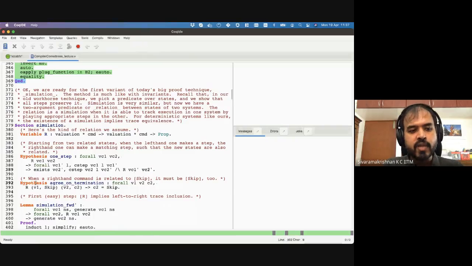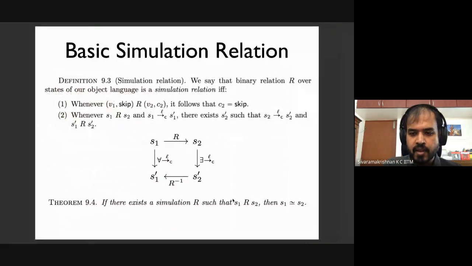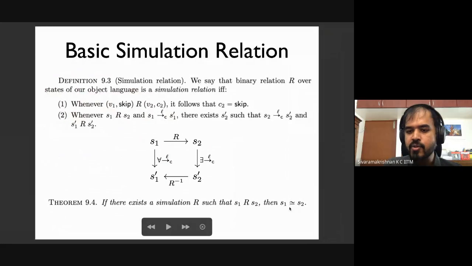And why do we use hypotheses? We are just saying that let's assume that you have this relation R, which is going to relate two states, and they have these properties, right? We are writing them down as hypotheses because we are just saying that let's assume that they have these properties. Now, based on these properties, I'm going to prove that the trace equivalence holds. I'm going to show first in one direction.